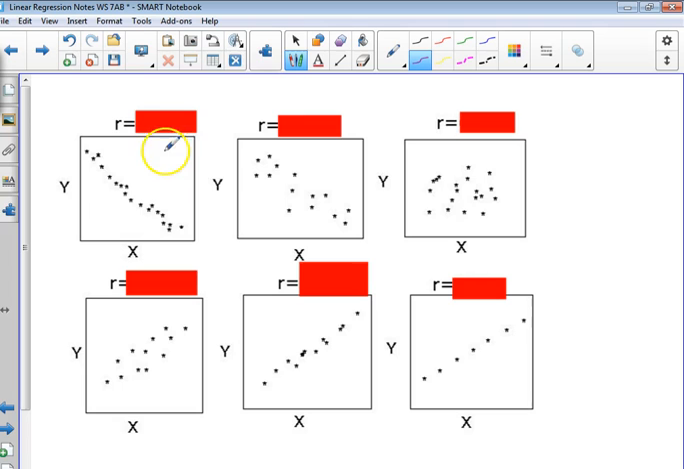All right, so real quick activity. Tell me what you think one of these are. What do you think this one is?